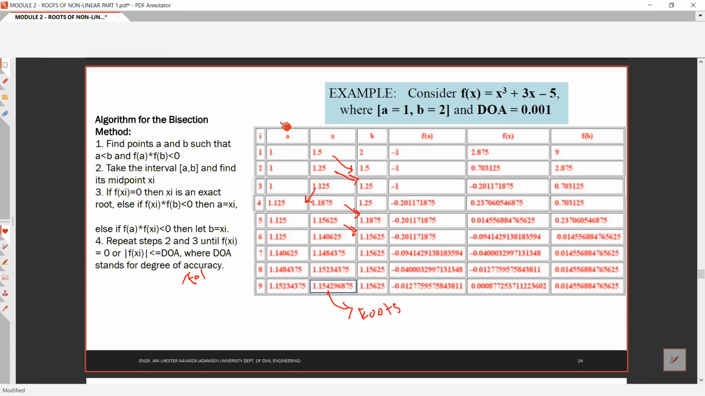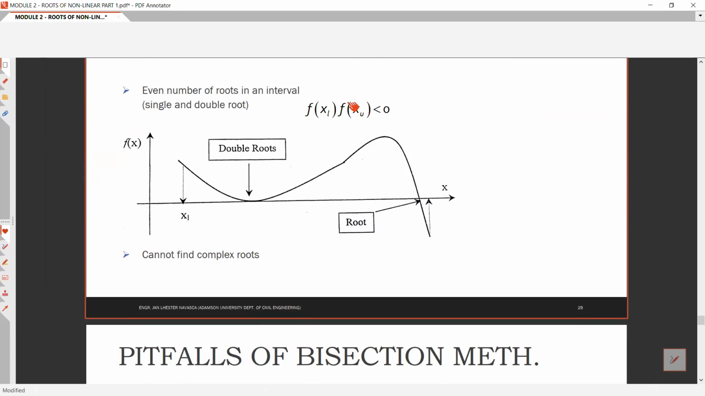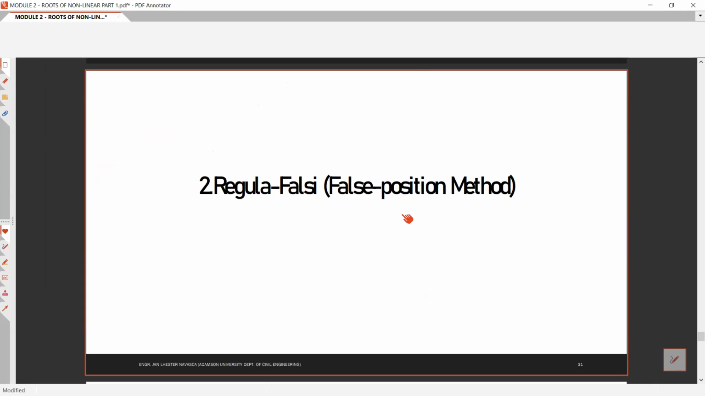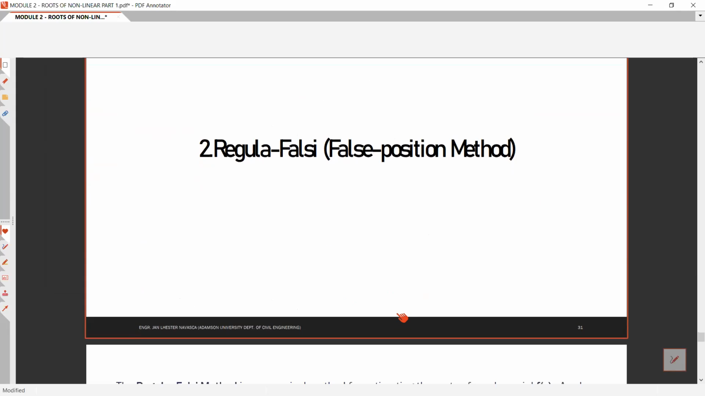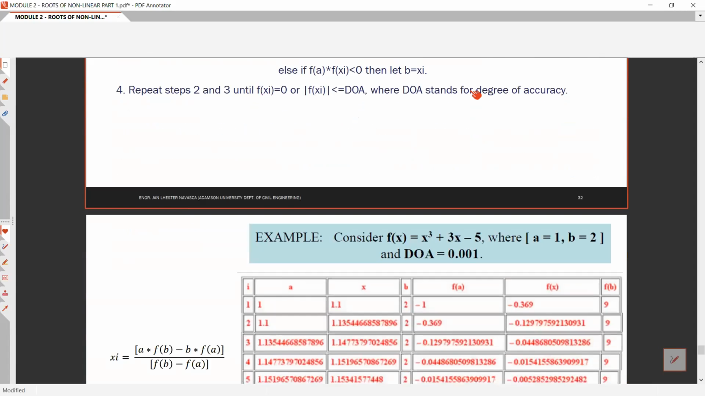Sige. Balik tayo dun sa regula falsi. Masyado bang mabilis? Okay lang po, sir. Okay. For the false position method or the regula falsi, ito na nga, same lang, iba lang yung xi. Iba yung pag-solve ng xi. You have this formula. A multiplied by f of b minus b multiplied by f of a all over your f of b minus f of a. Okay. So, try natin dito.